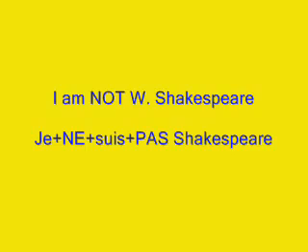So let's take that sentence again. I am not William Shakespeare. The subject here will be je for I. And then comes ne, je ne. And then comes the verb suis, je ne suis. And then comes pas, je ne suis pas William Shakespeare.